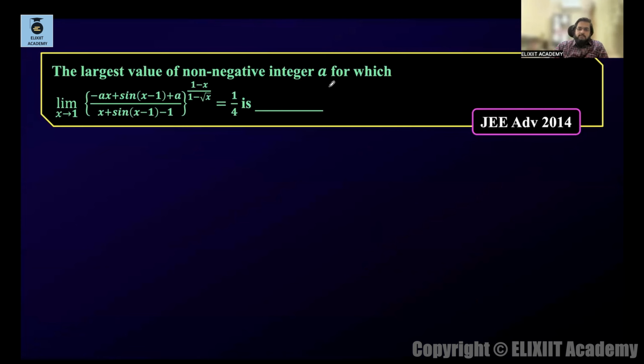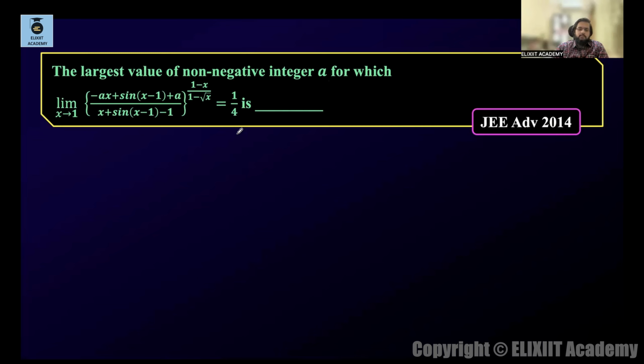Okay. Next we have the question from JEE Advanced 2014. It's a very famous question, and it's one of the most controversial questions of that time actually. Anyway, so here we have the largest value. We are asked to find out the largest value of the non-negative integer a for which this limit exists, and this is equal to 1 by 4.